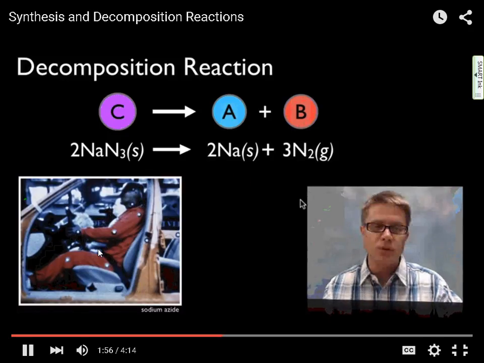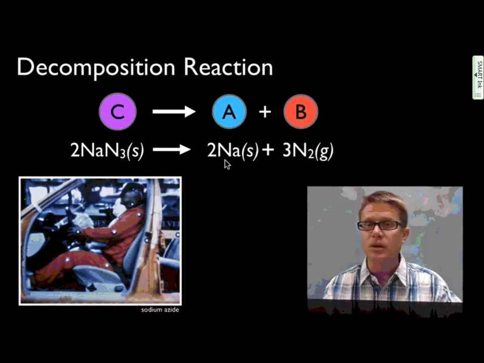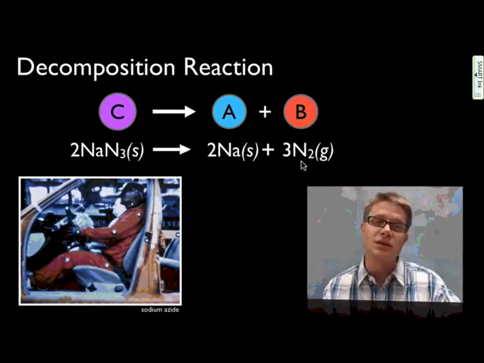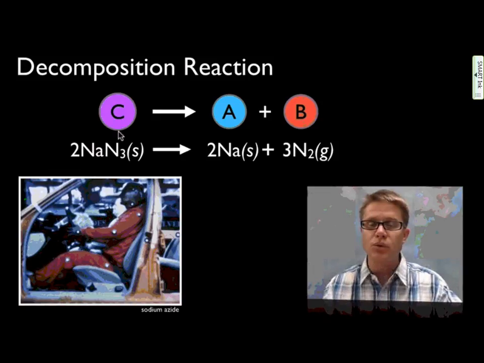So here's an example. If we take sodium azide and break it down into sodium metal and nitrogen gas, that'd be a decomposition reaction. So if we have one reactant and 2 products, it's a good idea that this is probably a decomposition reaction. Where's an example of this actual reaction?